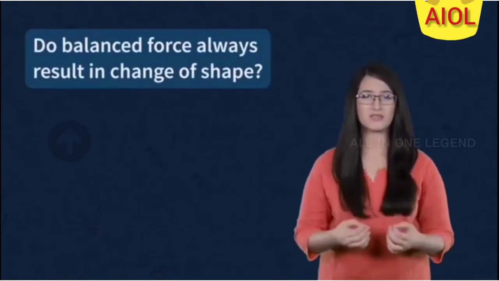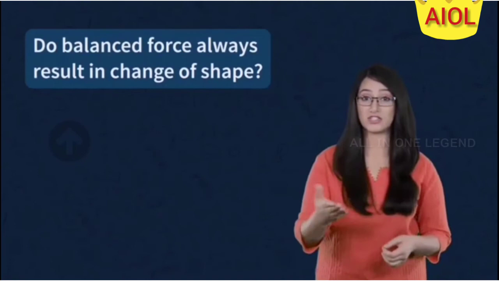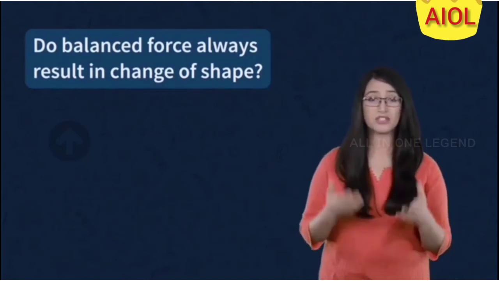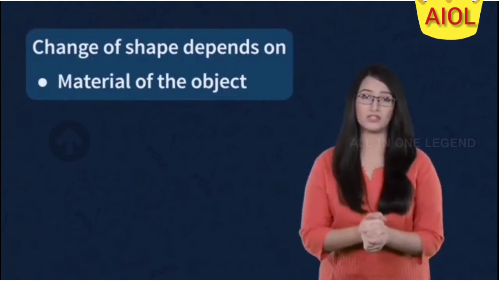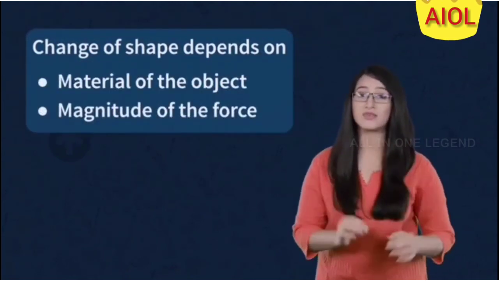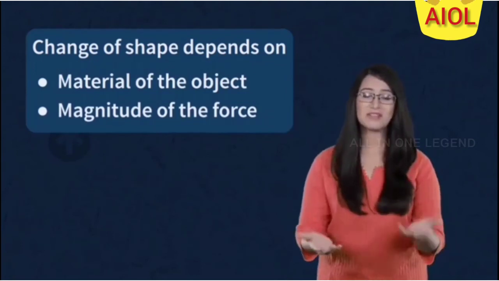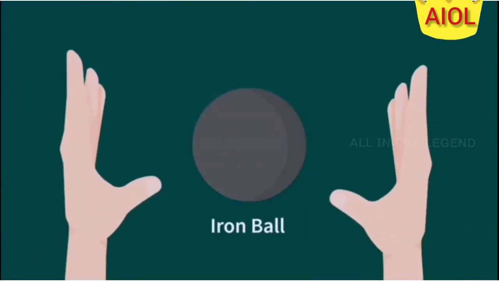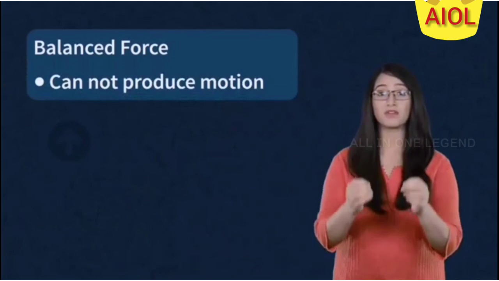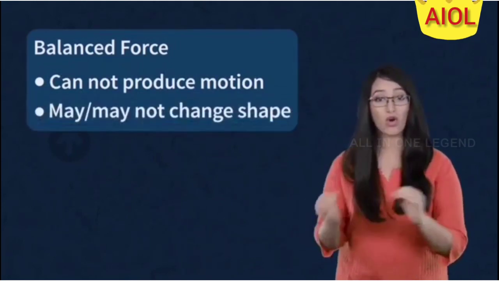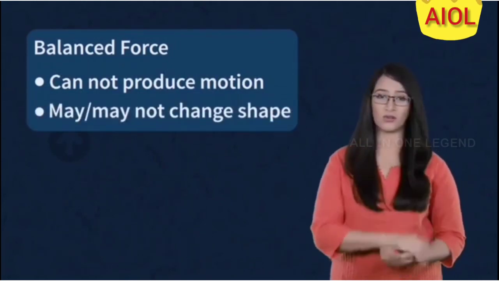But do balanced forces always result in the change of shape? Whether an object's shape changes or not depends on the material of the object and on the magnitude of the force. For example, if you use your hands to apply balanced forces on an iron ball, it might not change shape. Well, unless you're Hulk. So we saw that balanced forces cannot produce motion, but they may or may not change the shape of an object.